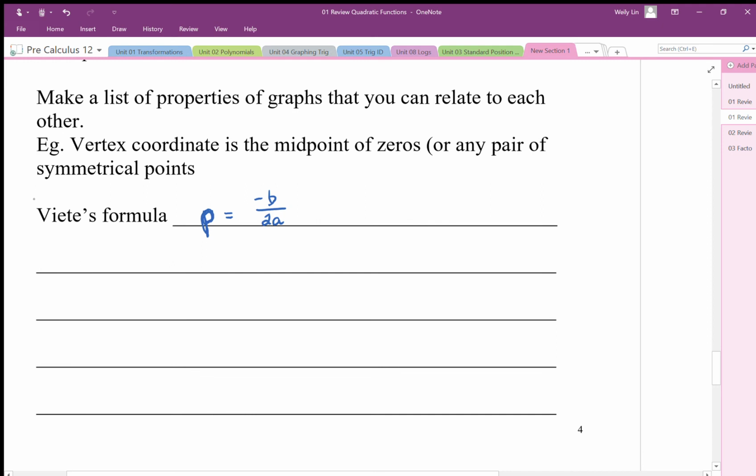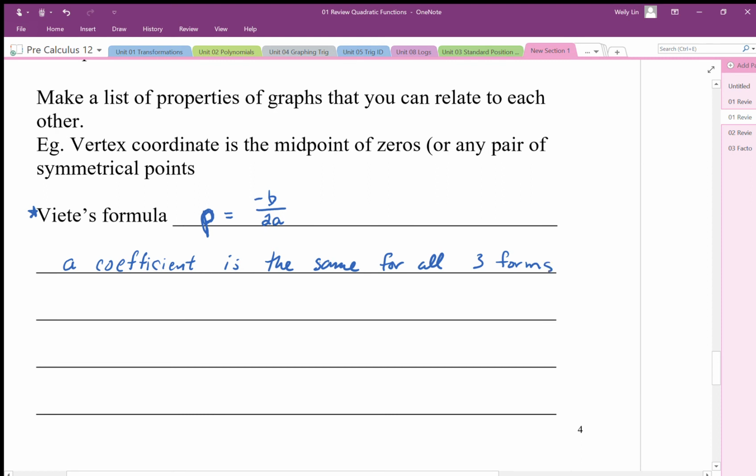So if you've never seen this, you might want to make note of this because this is a very useful formula. The other thing that we can make note of between the different forms is the A value. The A coefficient is the same for all three forms of the quadratic function.